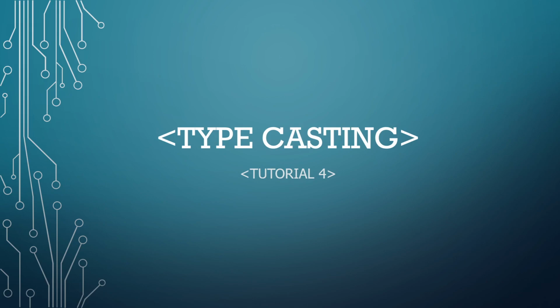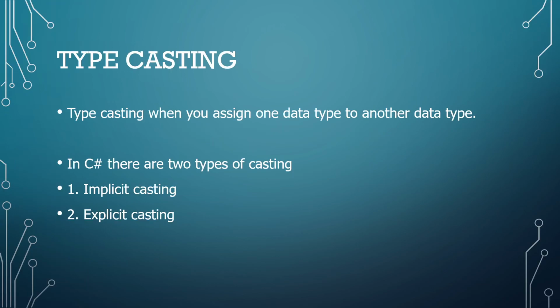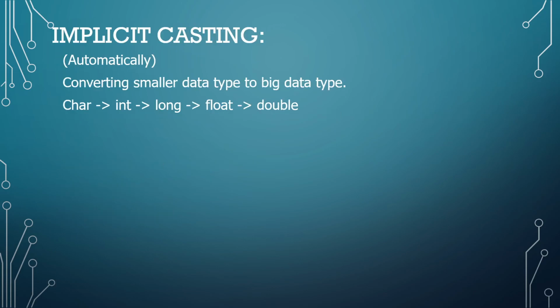Hello everyone. In this tutorial, we are going to look at what is typecasting in C#. Typecasting is when you assign one data type to another data type. In C#, there are two types of casting: implicit casting and explicit casting.